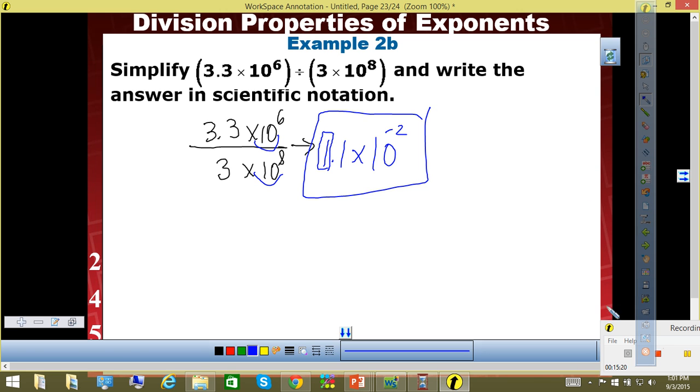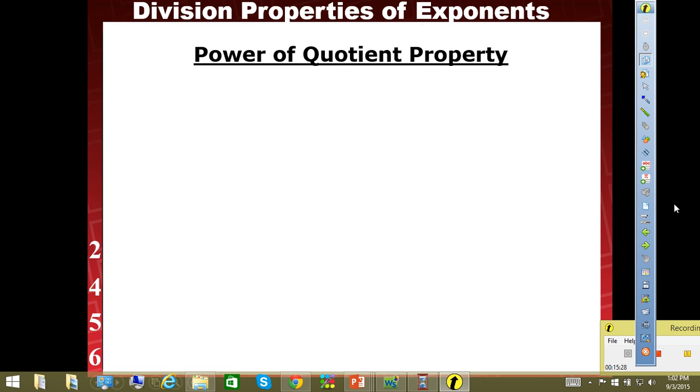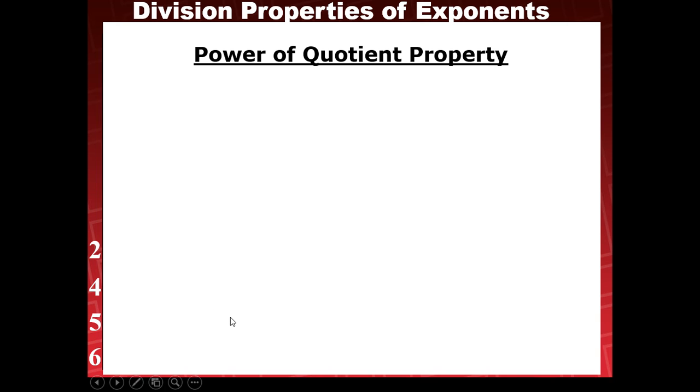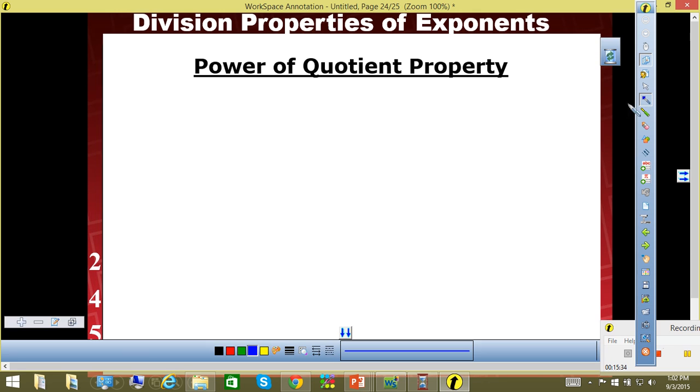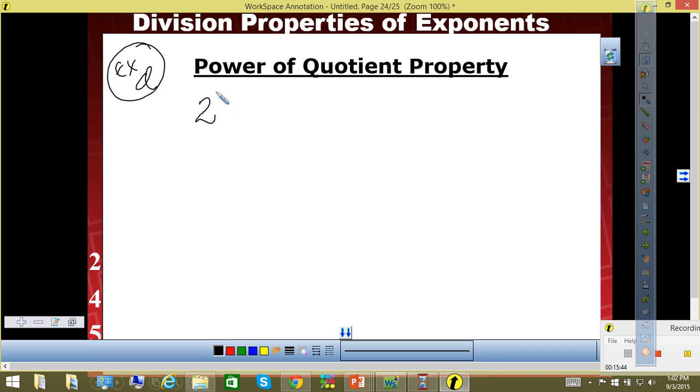Here we go. Write down power of quotient property and write example Q. Two to the third over 3 to the fourth. You're right. Wait a minute, Q. Didn't we just do that? Yes, but check this out. Bam. Parentheses to the fourth power.